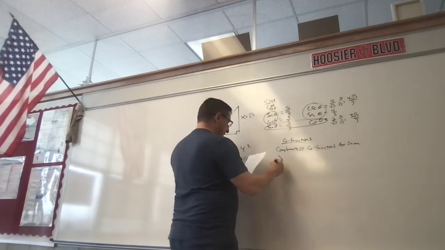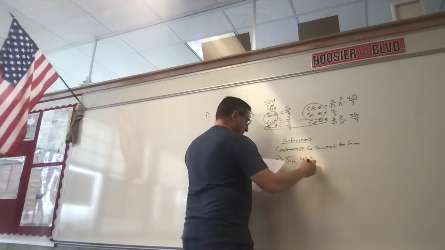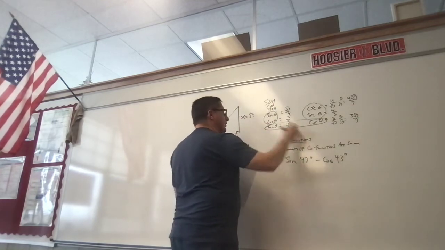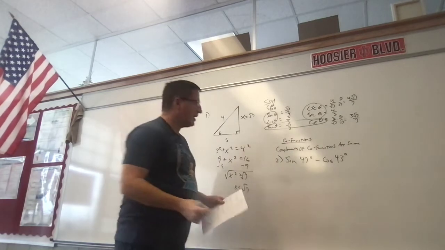So question number 2, it says no calculators. I'm going to trust that you guys are not going to use a calculator, okay? So these are cofunctions, sine and cosine. Those are cofunctions. And these are complementary angles, because they add to 90 degrees. Therefore, these are the same.